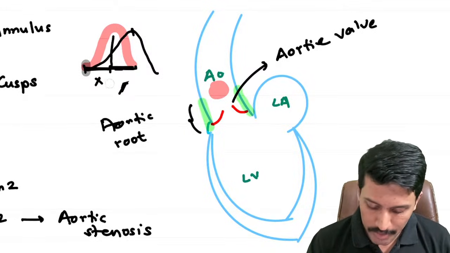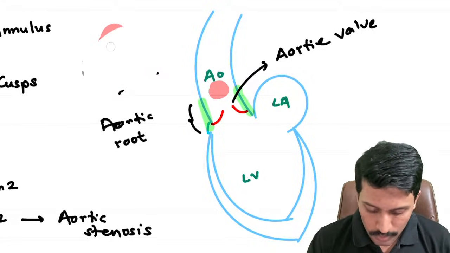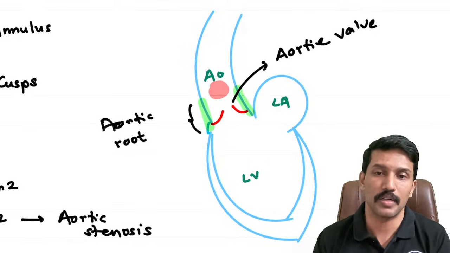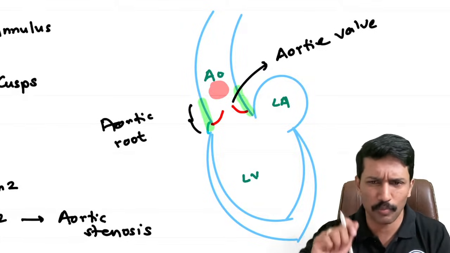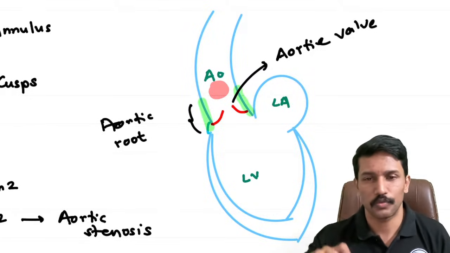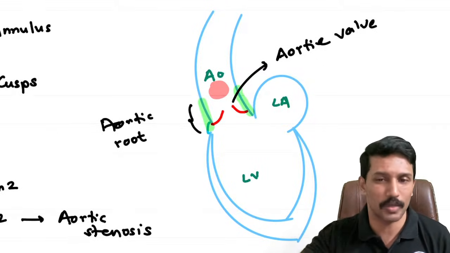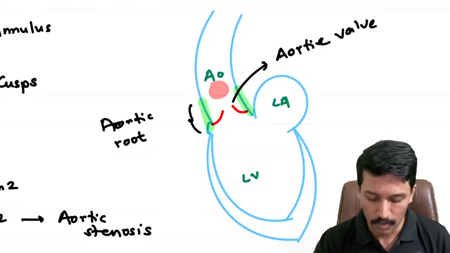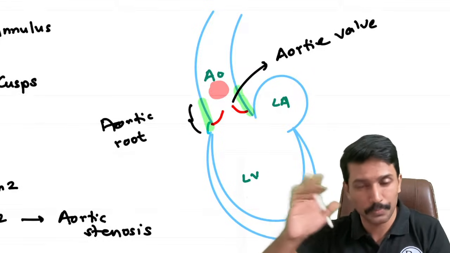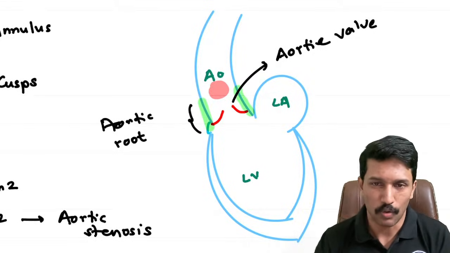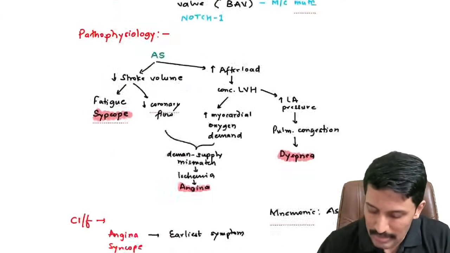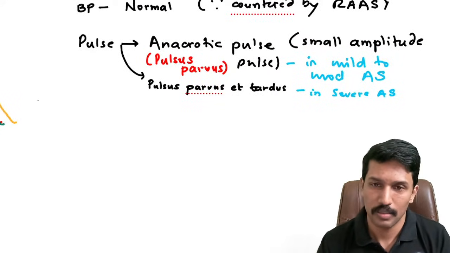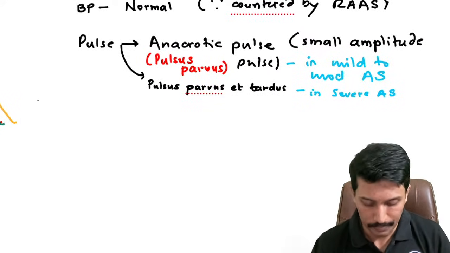If you have just completed your second year, you might know that you come across a side effect of some antipsychotic drugs called tardive dyskinesia. Dyskinesia means abnormal movements. Tardive means slow. So those patients have slow abnormal movements. The word tardive or tardus refers to slow. So the peak appears very slow and it is also very small. That's the meaning of pulsus parvus et tardus, and that is seen in severe aortic stenosis patients.